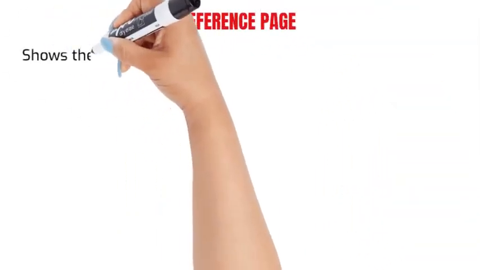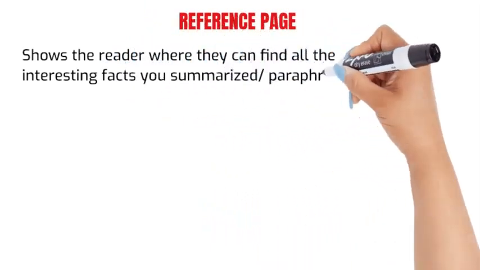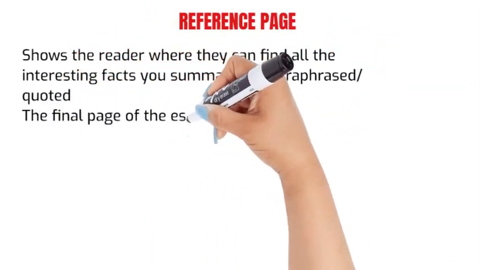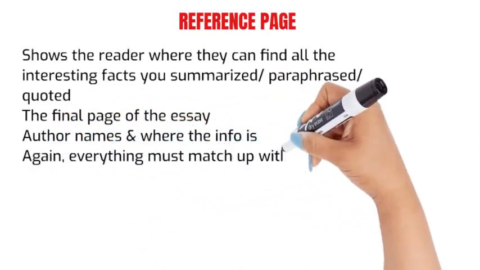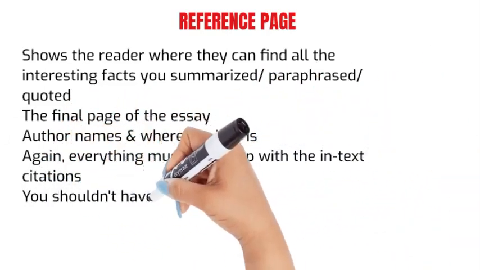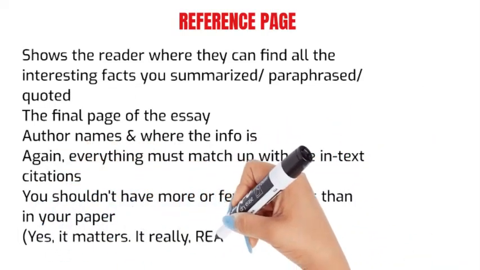The reference page is the final page of your essay, and it shows the reader where they can find all of the interesting facts that you summarized, paraphrased, and quoted. It tells the authors' names, and again, it matches with the in-text citations. You shouldn't have fewer than the number of authors that you've mentioned in your paper.